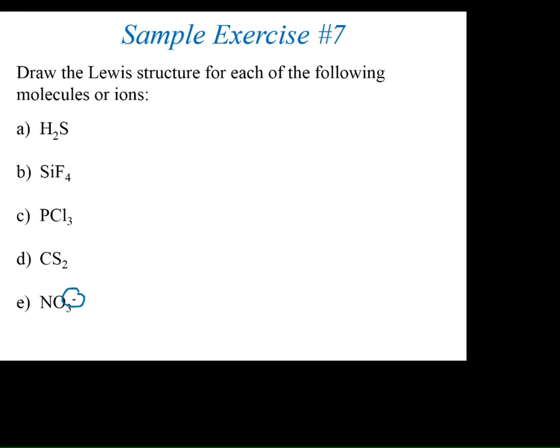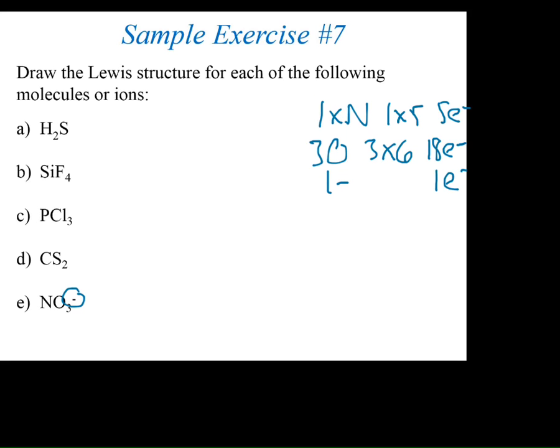What does a negative charge mean on something? It means it has picked up an extra electron, right? So if I have one nitrogen, that means I've got 5 electrons, right? Then I've got 3 oxygens. That's 3 times 6, that's 18. And then that one negative means 1 more electron. So it's actually a total of 24 when you're doing this.